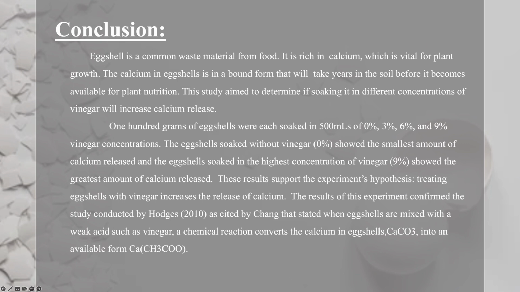The eggshells soaked without vinegar showed the smallest amount of calcium released, and the eggshells soaked in the highest concentrations of vinegar showed the greatest amount of calcium released. These results support the experiment's hypothesis. Treating eggshells with vinegar increases the release of calcium.